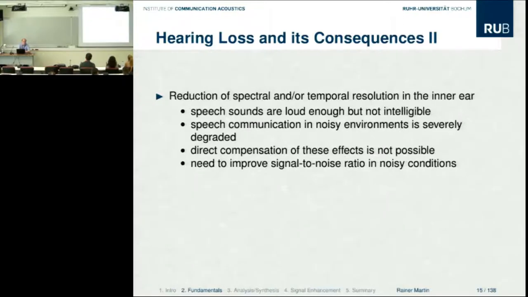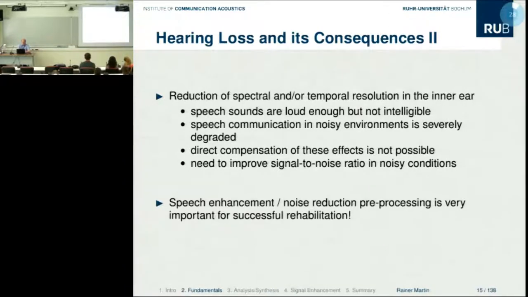The best strategy really is to improve the signal-to-noise ratio in noisy listening situations so that the loss of spectral resolution is somehow compensated. It also helps, of course, to talk clear and slow, but that's not always possible. So speech enhancement and noise reduction pre-processing is very important for successful application of hearing aids, and the main reason is the loss of spectral and or temporal resolution in the inner ear.